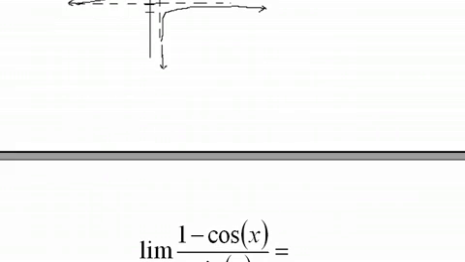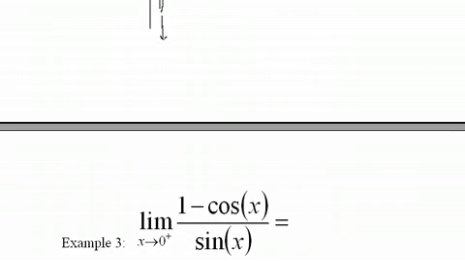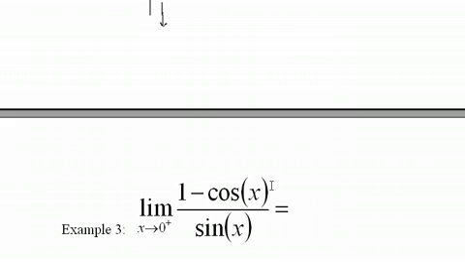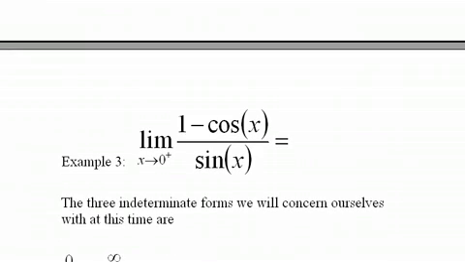In this next example, we have an interesting thing happen. I look at this and I say, okay, 1 minus cosine x over sine x as x approaches 0 from the right. Well, there's a little bit of a problem if I plug in 0 there. If I plug in 0, I'm going to get 1 here. 1 minus 1 is 0. And here I'm going to plug in 0, get 0 on the bottom, so I'll have 0 over 0. This is an indeterminate form. We don't know where this thing is headed.